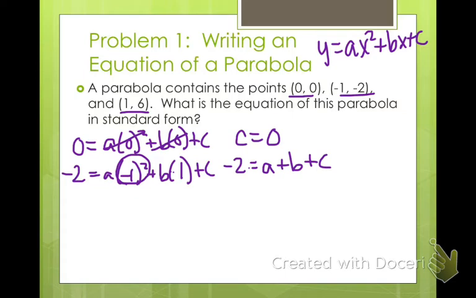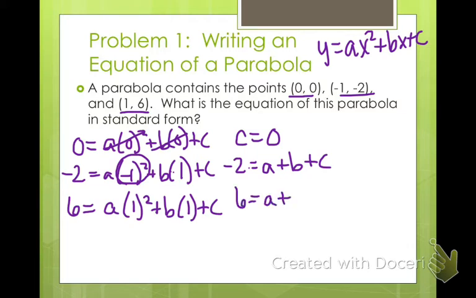And then for my third equation, 6 equals a times 1 squared plus b times 1 plus c. So for this one, I get 6 equals a plus b plus c. We already know that in both of these, c equals 0, so I'm just going to take c as 0 and put it in here. So now I just have a minus b equals -2, and a plus b equals 6.